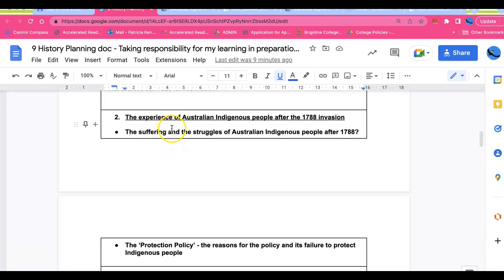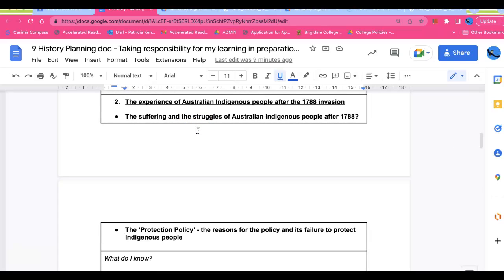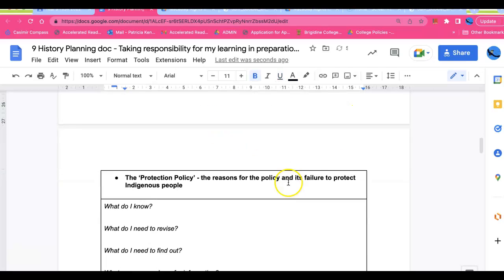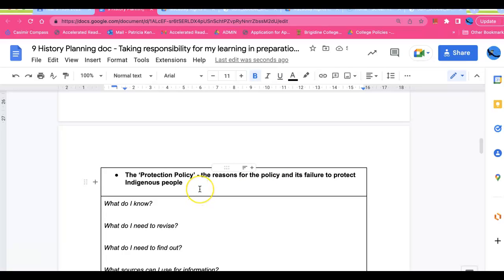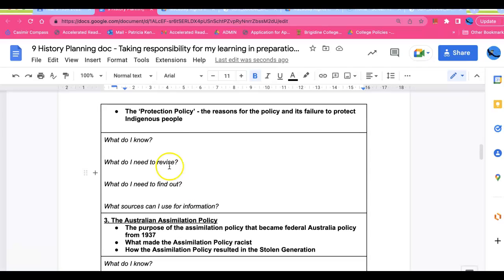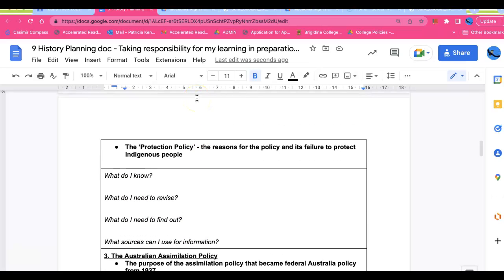Second topic, the experience of Australian Indigenous people after the 1788 invasion. The suffering and the struggles of Australian Indigenous people after 1788. The protection policy, the reasons for the policy and its failure to protect Indigenous people. So what do I know? What do I need to revise? What do I need to find out? And so on.